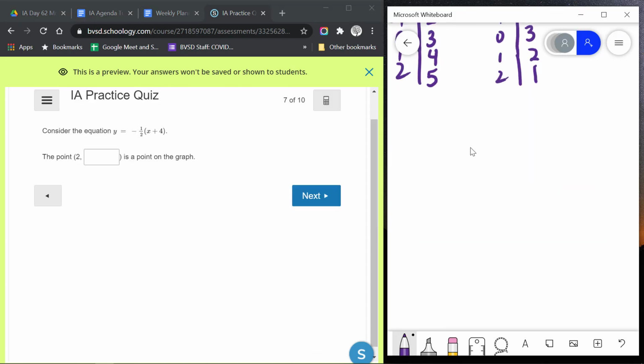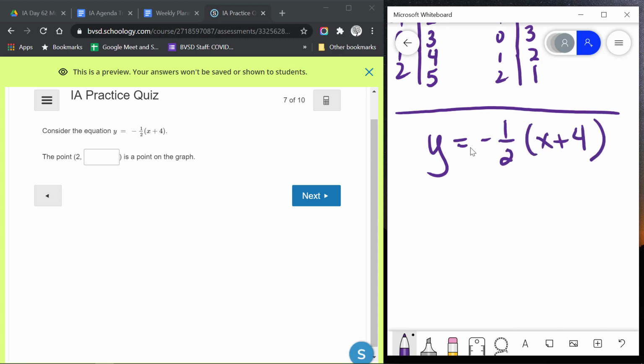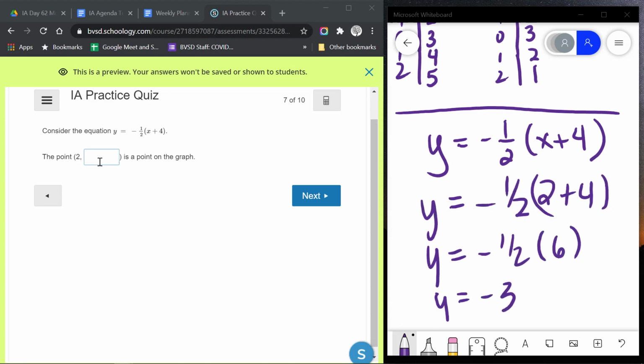Okay. So this is like asking you for something on a table. It's just asking you for only 1 point. And they're telling us that the X value is 2. So I'm going to put a 2 in the place of X and find the Y value that goes with it. So the point 2, -3 must be on the graph.